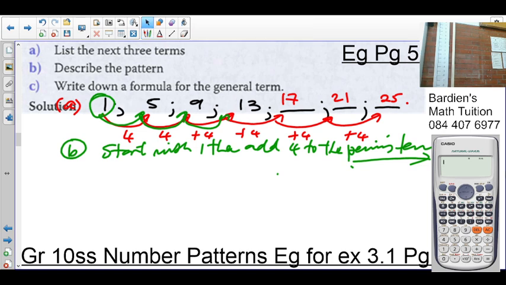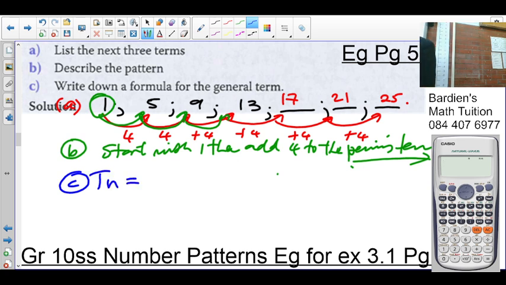Let's look at C. Write down a formula for the general term. Now there's 2 ways of doing this, okay? I'll do both ways with you until you are comfortable with both. Or you choose one of the 2. And I will do the second way normally, okay? But Tn is a general term. Not so? What am I adding all the time? 4. So I put 4n.